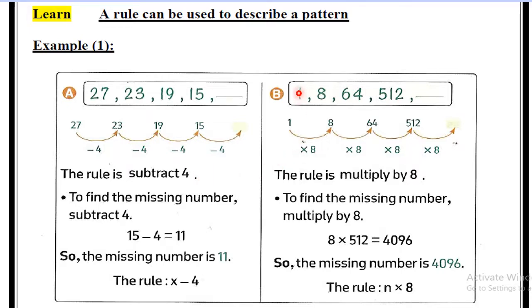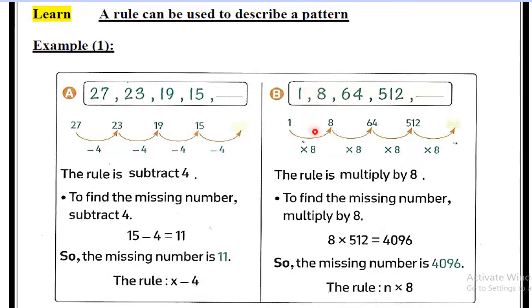And now, here in letter B we have 1, 8, 64, 512. Now, here we will use another rule. 1 is a small number. It will be bigger and then it will be 8. Now, 8 will be 64, bigger. 64 will be 512. It's bigger. So when we have a small number and it becomes a big number, we will use times or plus.